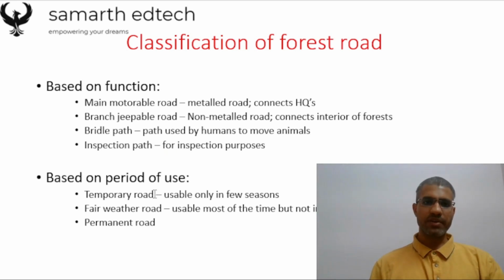Now another subclassification is based on the period of use. So on the period of use, firstly we classify the road as temporary roads, and then fair weather road and permanent road. Temporary roads are those roads which are usable only for few seasons. Fair weather roads are those roads which are generally usable for most of the seasons except monsoon, and then the permanent road which is available for all types of weather and for the entire year.